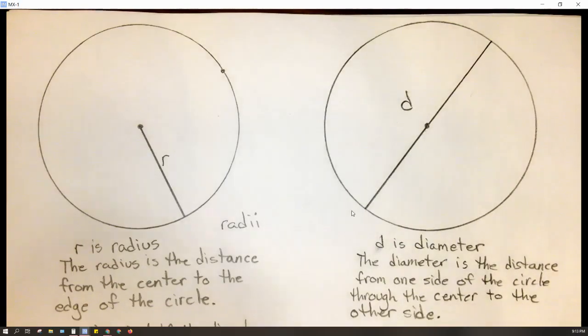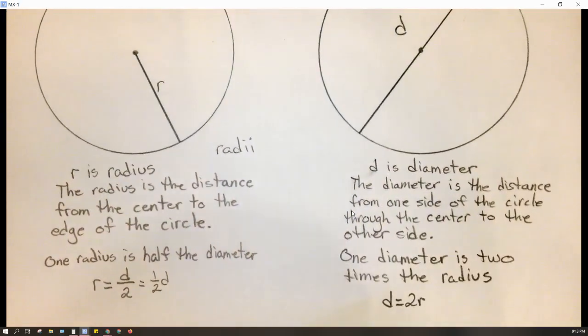So that leads you to the following conclusions. One radius is half the diameter. So you can say the radius is equal to the diameter divided by 2. You're also allowed to say 1/2 times the diameter. Those mean the same thing. The radius is the diameter divided in half. Or if you have the radius, you can say that the diameter is 2 times the radius. So one diameter is 2 times the radius. So diameter equals 2r.